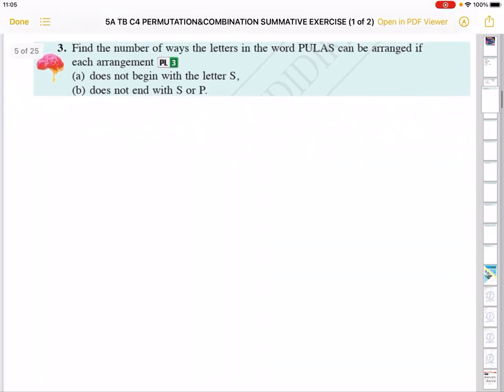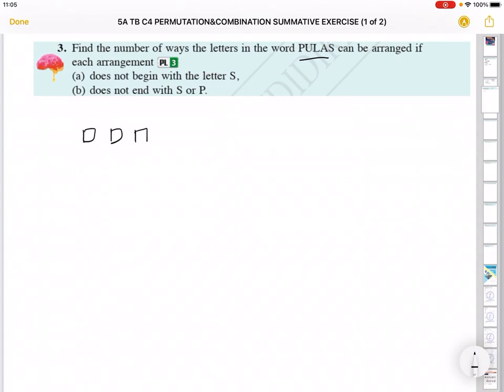Now let's look at the next one. Question number 3. How many ways can the letters in the word pulas be arranged if the arrangement does not begin with the letter S? Okay. Now if you look at pulas, P-U-L-A-S, you're arranging all, right? There are 5 letters in the word pulas. If it does not begin with the letter S, we can choose P-U-L-A, right? So any one of these 4 ways, right? Now, since we have 5 letters, I've taken one out, I'm left with 4 now. The next will be 3, 2, and 1.